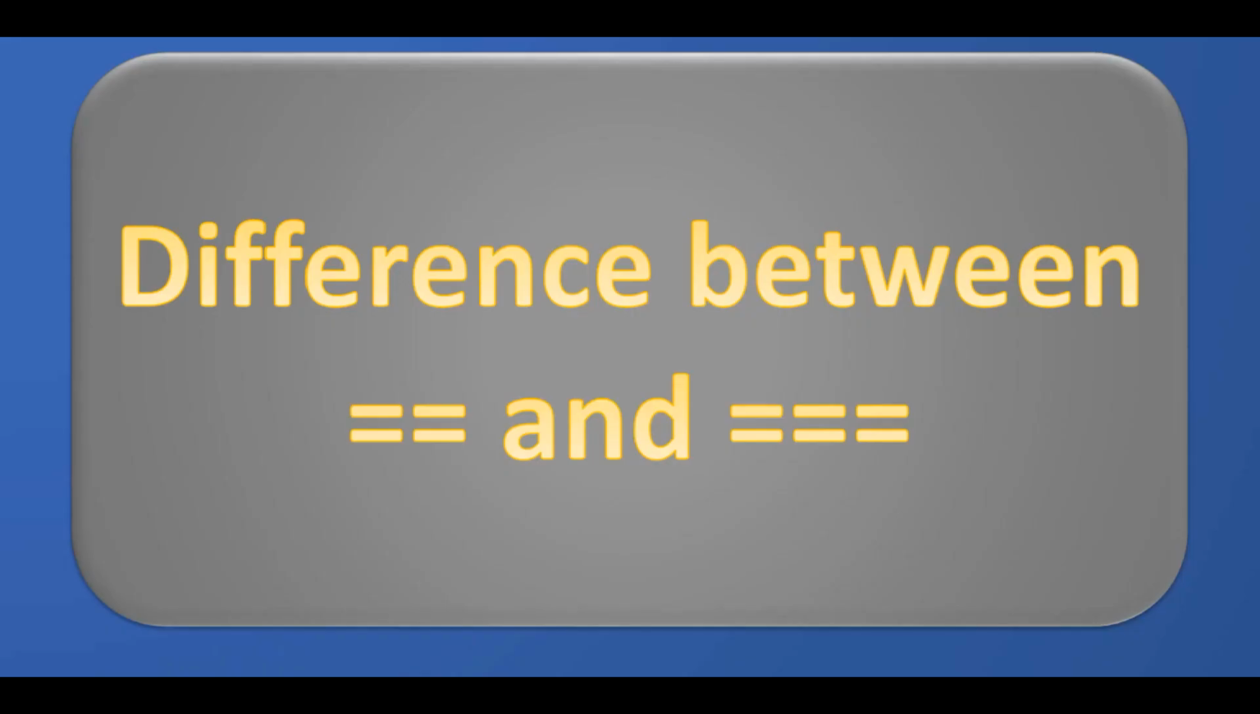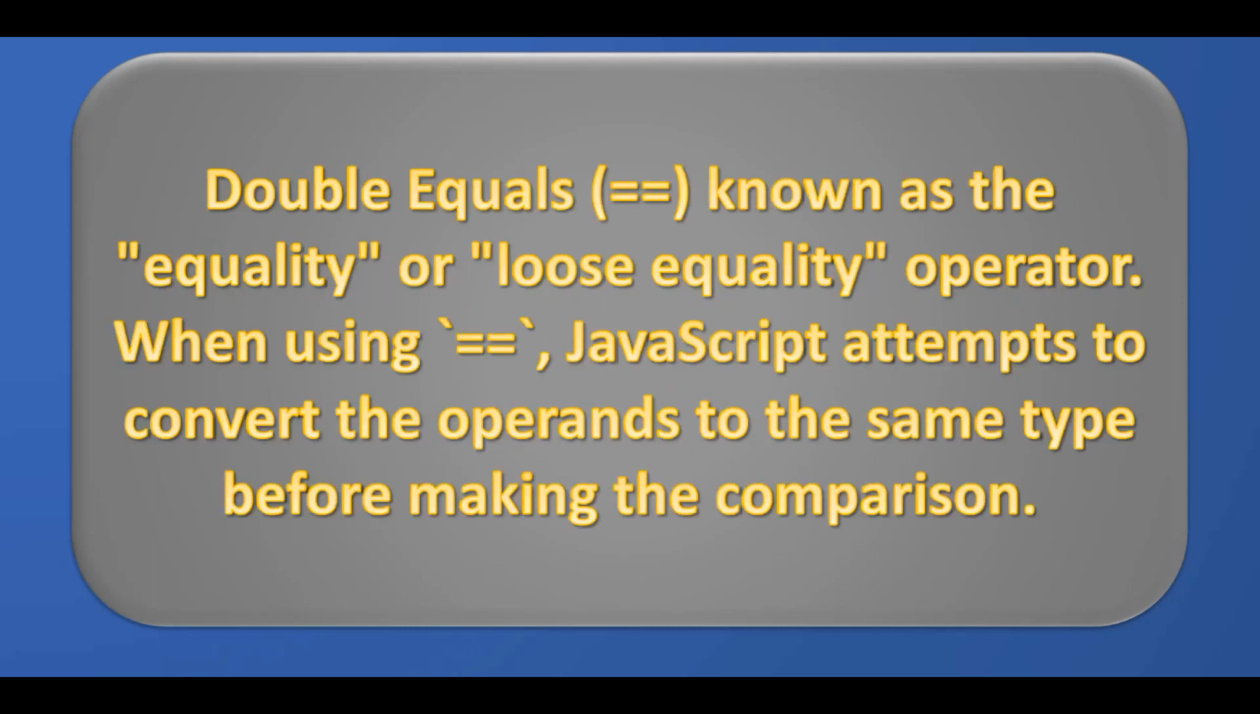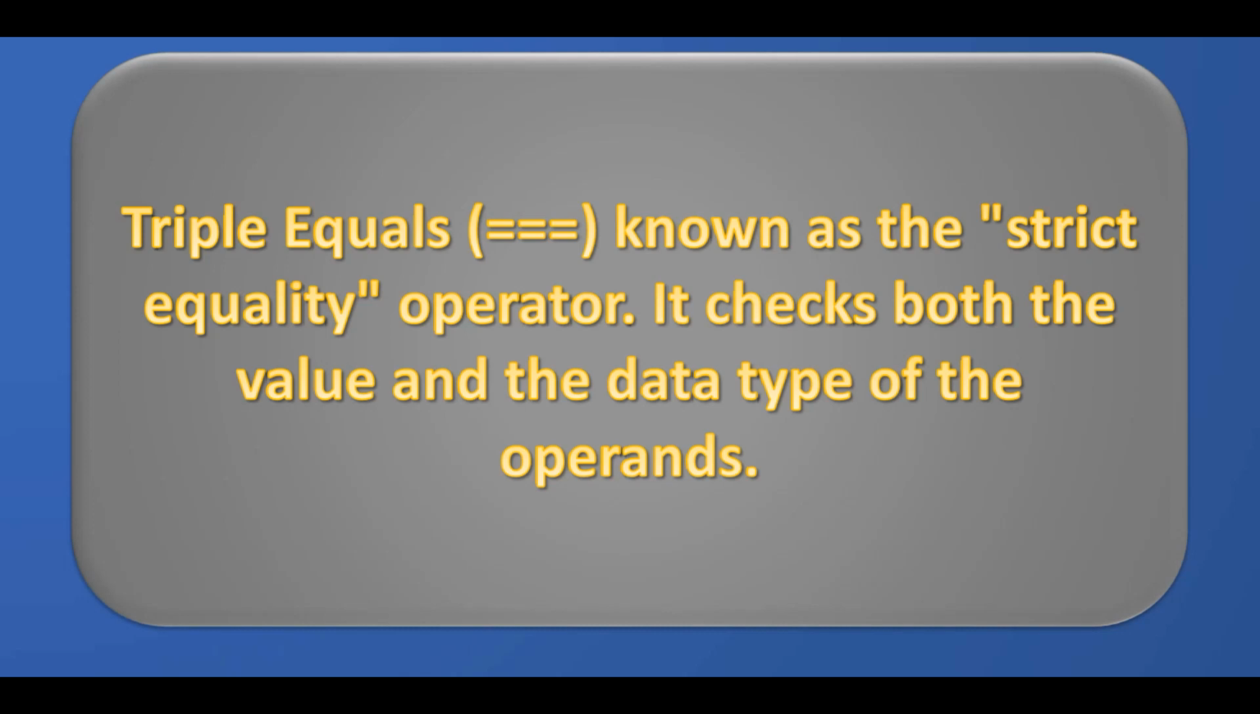What is the difference between double equals and triple equals in JavaScript? In JavaScript, both double equals and triple equals are used for comparison, but they have different behaviors. Double equals, known as the equality or loose equality operator, aims to convert the operands to the same type before making the comparison. And triple equals, known as the strict equality operator, checks both the value and the data type of the operands. It is considered a best practice to use the strict equality operator because it ensures a more predictable comparison behavior. In my experience, I spent some time dealing with undefined values. Normally we want to avoid them. I will show you how.